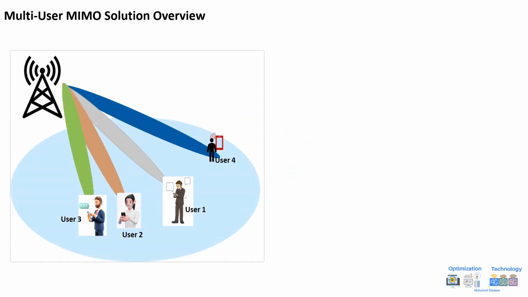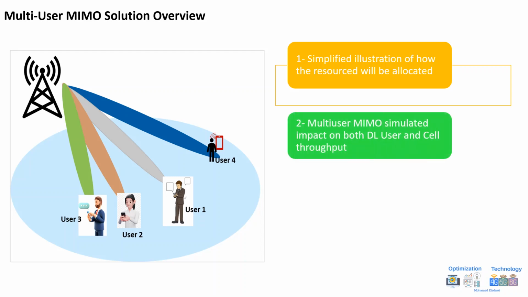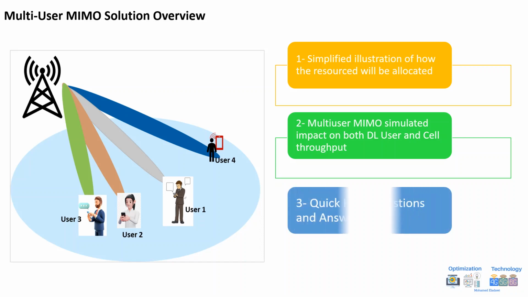Multi-user MIMO is a capacity solution, where it can significantly increase spectral efficiency if the complete set of RBs are being allocated to different paired users. In this video we are going to present the following points. 1. Simplified illustration of how the resource will be allocated. 2. Multi-user MIMO impact on both DL user and cell throughput. 3. Quick hits, questions and answers.